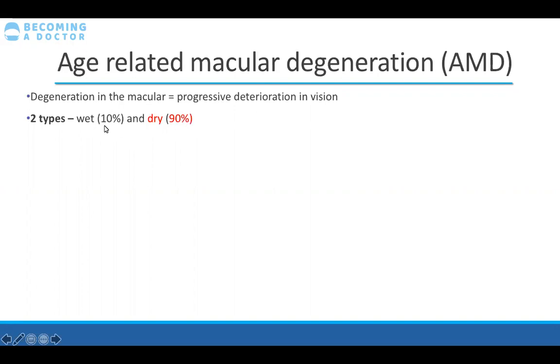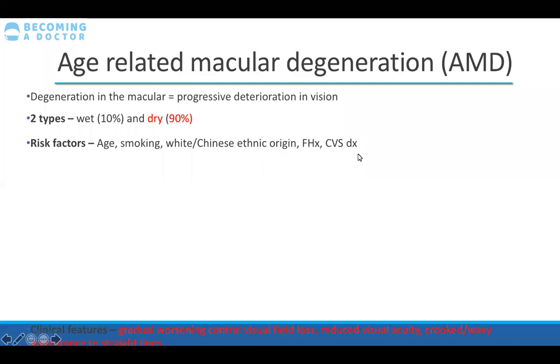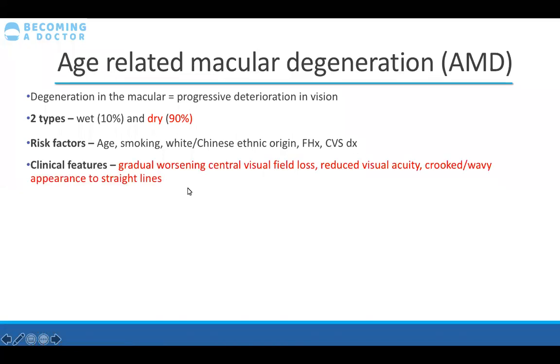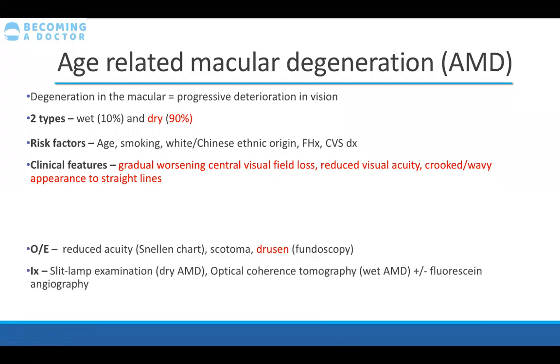The wet is only seen in 10%, but it's a more severe form of AMD. Risk factors, so age, smoking, white or Chinese ethnic origin, family history of cardiovascular disease. Your clinical features, so it's a gradual worsening of central visual field loss. You have reduced visual acuity and crooked or wavy appearance to straight lines. So these are quite characteristic to AMD.